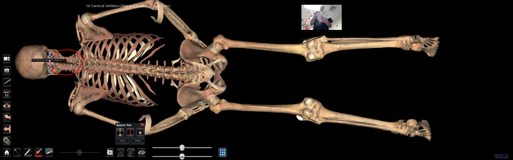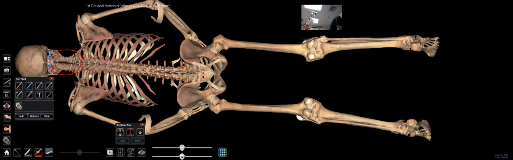In lab, we're just going to hand you a vertebra and say, here, tell me where did it come from. Then we get down to the thoracic vertebra.